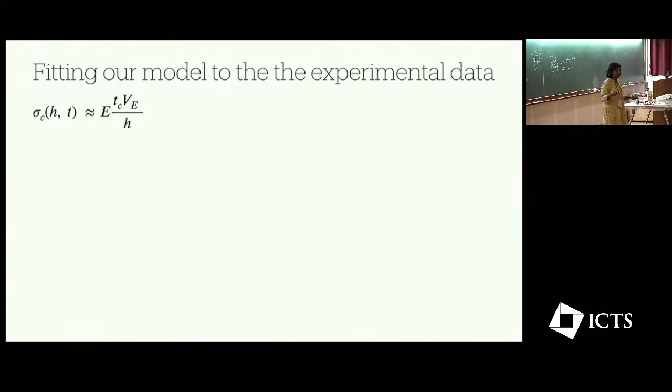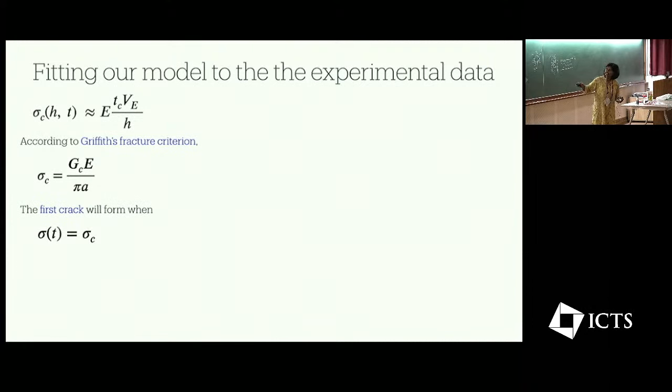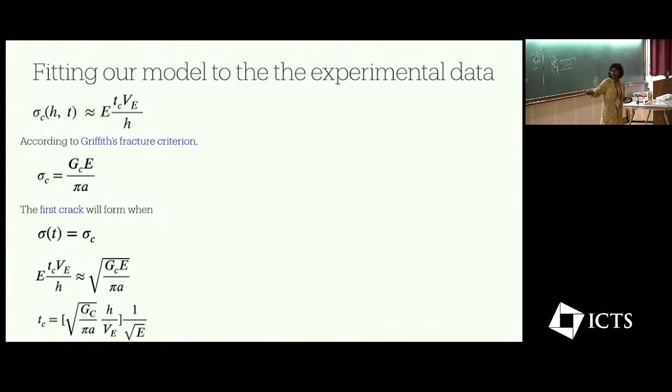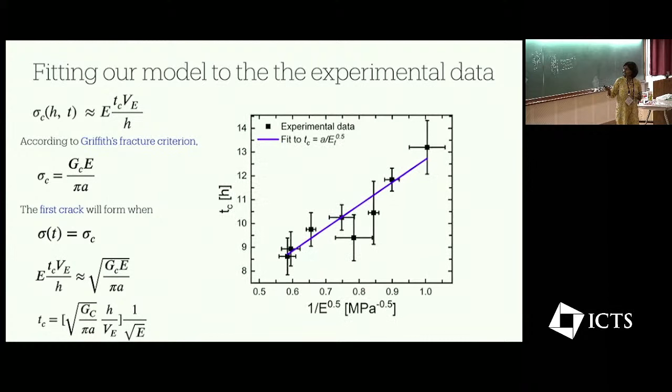Now, fortunately for us, we already know the potential energies that you need to create two new surfaces. This is given by what is called the Griffith fracture criterion, which tells us that the critical stress for fractures to start is proportional to the fracture energy and the elasticity of the material that is fracturing, divided by pi and a, which is the size of the crack. So we put the sigma c here, do a little bit of algebra, and you see that the crack onset time, I mean the slope of the curve, should go inversely as the square root of the sample elasticity.